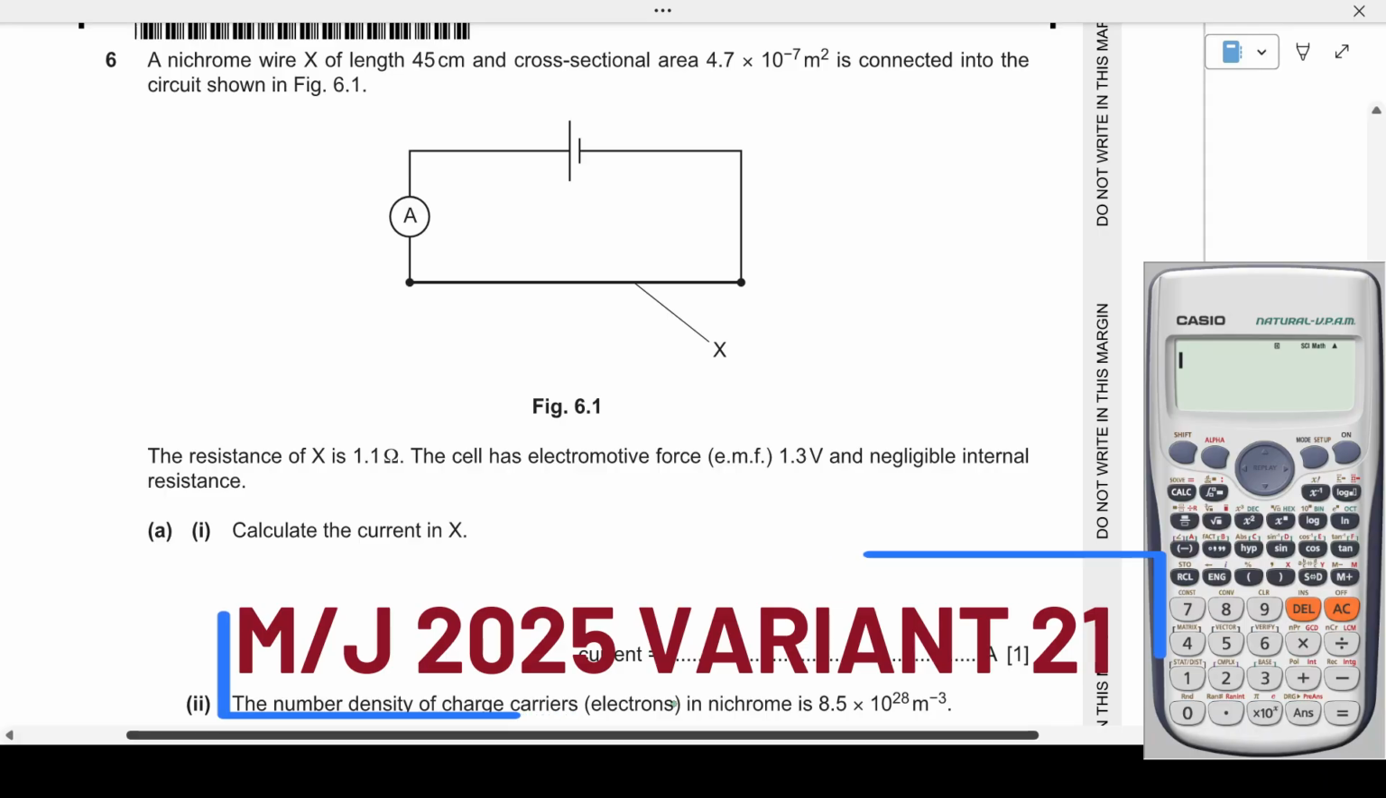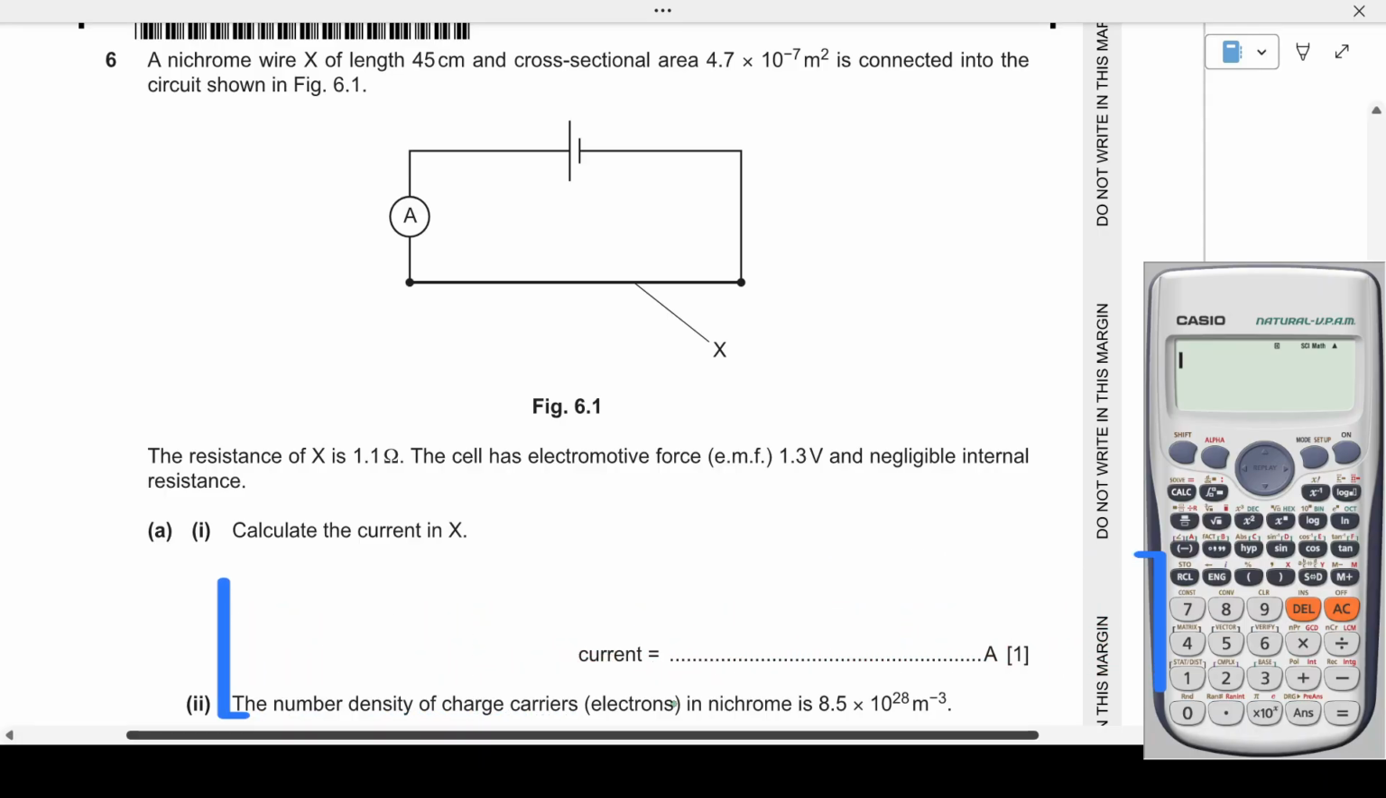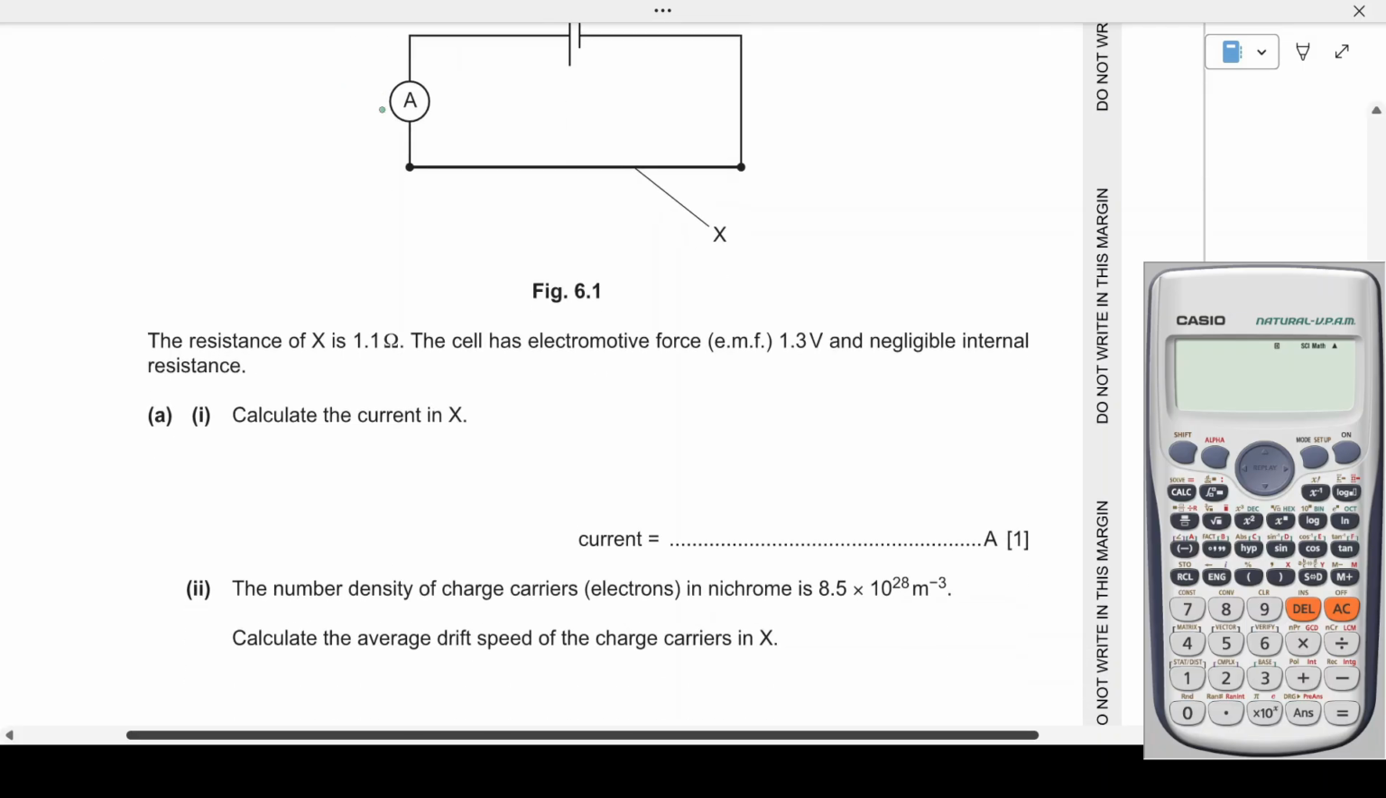All right. A nichrome wire X of length 0.45 meters, cross section area this much. The resistance of the wire X is 1.1.